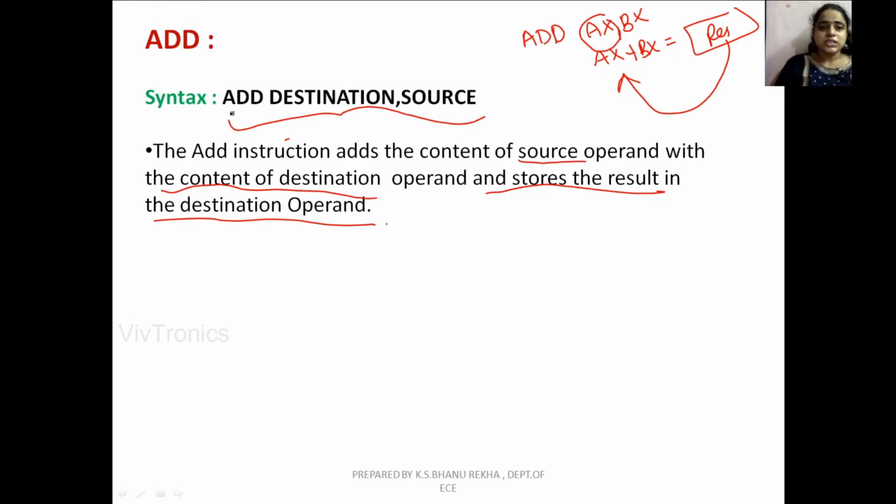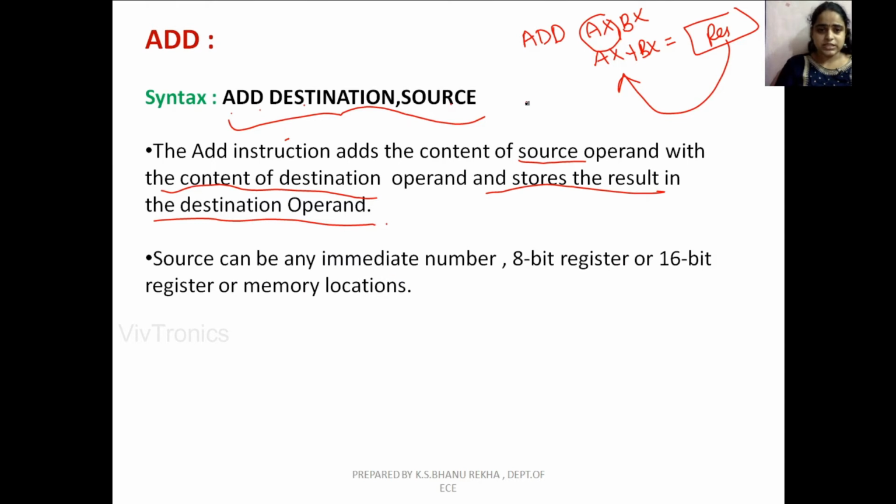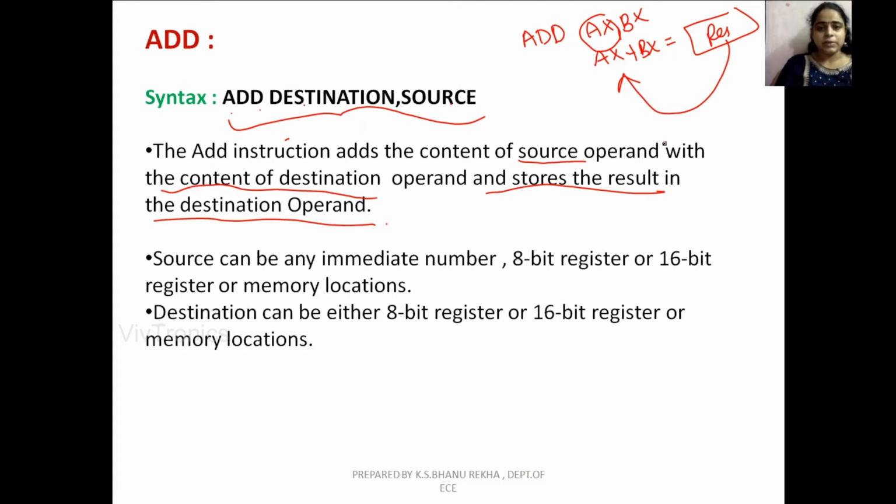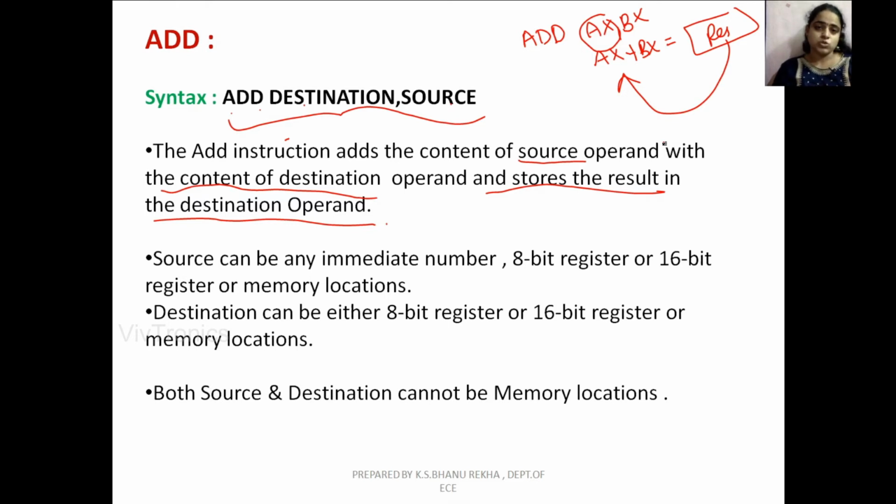The syntax of ADD is ADD destination comma source. Now let us see the possibilities of source and destination. The source can be any immediate number, any 8-bit register or 16-bit register, or any memory location, and the destination can be either an 8-bit register, a 16-bit register, or any memory location. But one thing we have to keep in mind is that both source and destination cannot be memory locations.